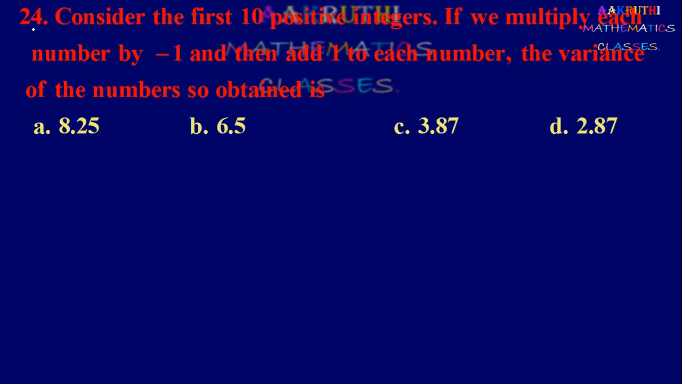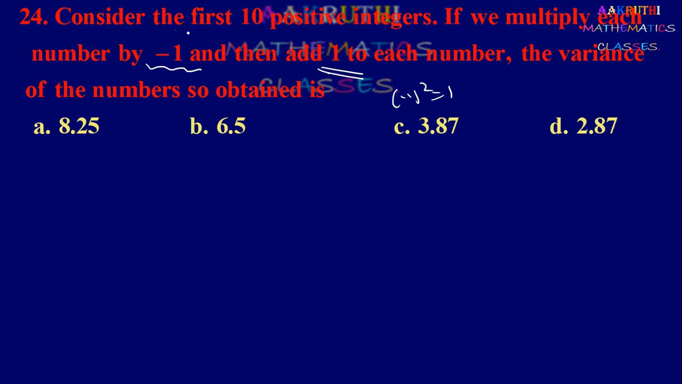So next, question number 24. Consider the first 10 positive integers. If you multiply each number by minus 1 and then add 1 to each number, then the variance of the numbers so obtained is. So here each number is multiplied by minus 1 and added 1. When we add or subtract, variance will not change. But when we multiply each observation by minus 1, the variance is multiplied by minus 1 square, which is 1 only. Therefore the variance of the new data and the previous data will be the same.